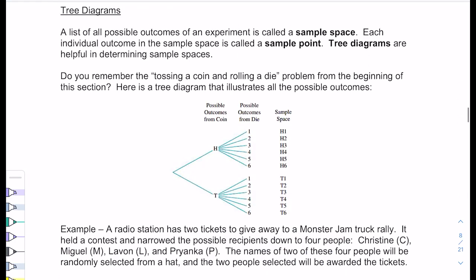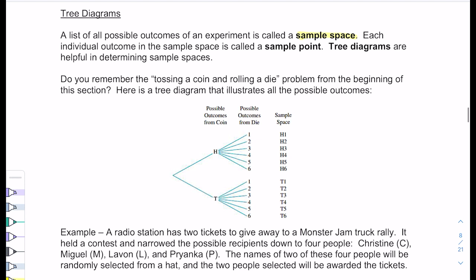If we look at something called a tree diagram, which is a visual way of looking at what's called a sample space. That's the list of all possible outcomes of an experiment. So when they say sample space, they're referring to here's all your possibilities. And if you count them, there's actually 12 different outcomes or possibilities. And we got that from 2 heads and tails times 6 faces on a die. 2 times 6 is 12.